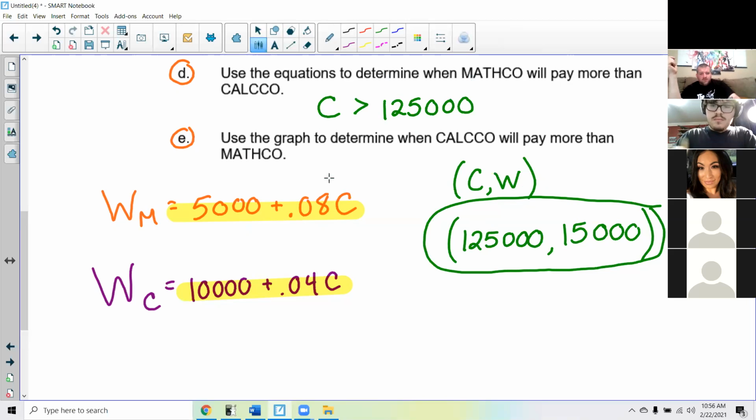So if that's my answer for D, the answer for E is going to be just the opposite. C is less than $125,000. Okay. Any questions on that?